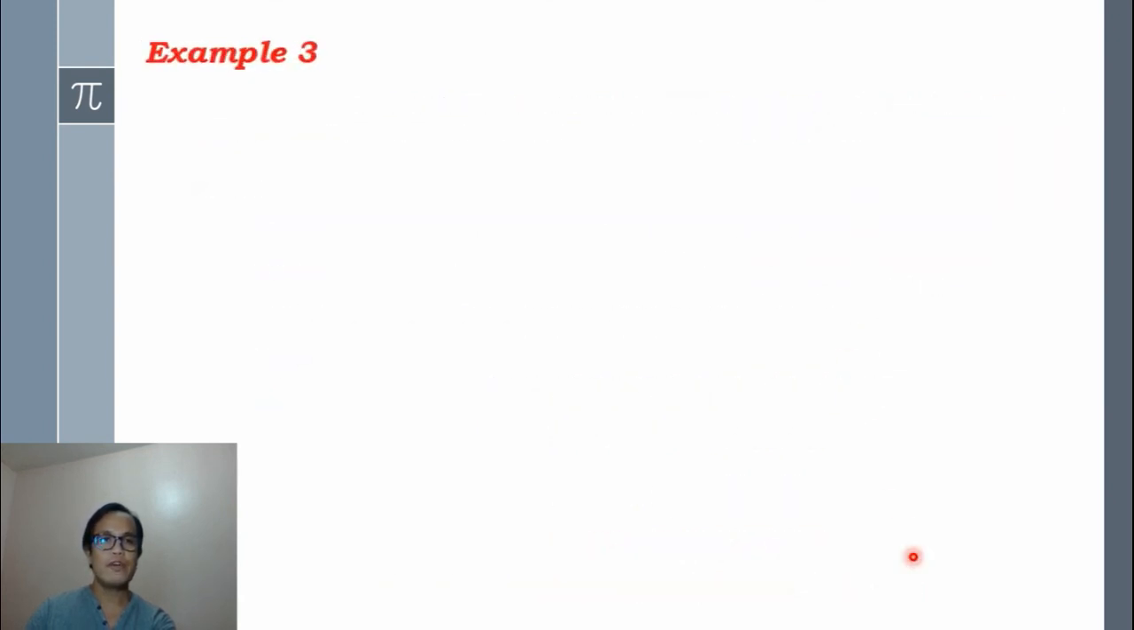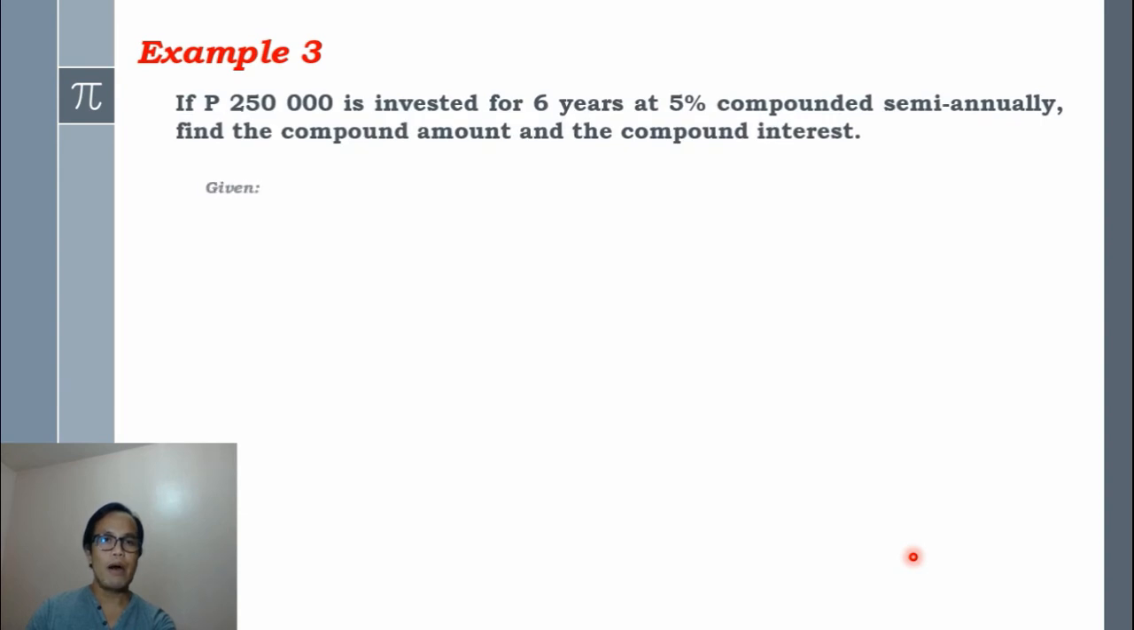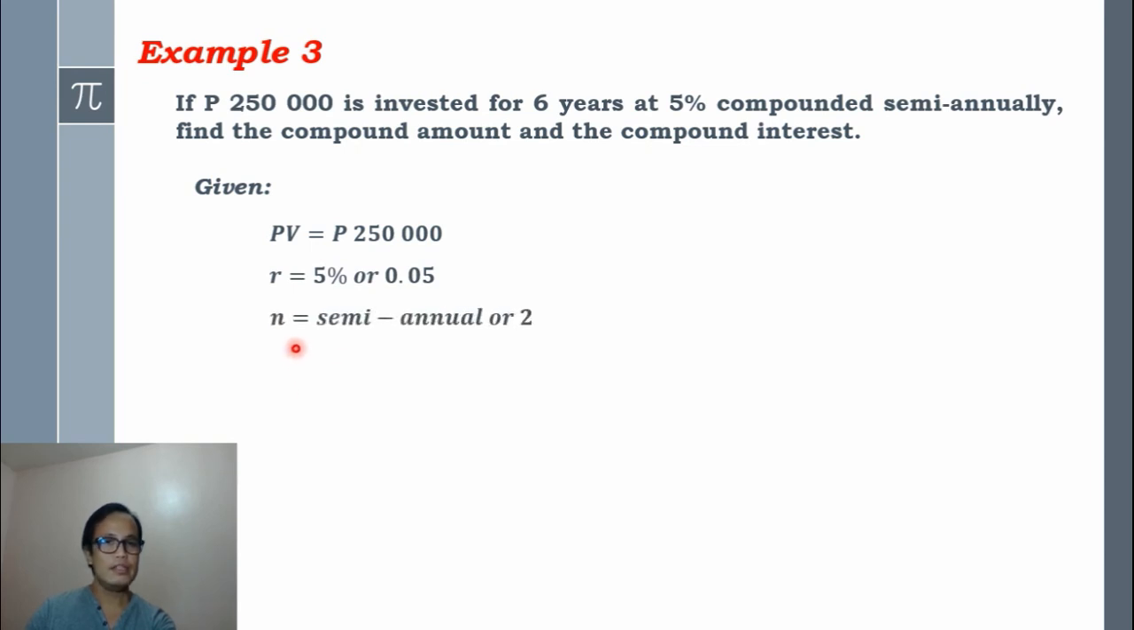Let us proceed to finding the compound interest. Okay, so for the compound interest, of course, we still have the given. The present value is 250,000. The rate is 5%. Then semi-annual, the number of compounding period. Time is 6 years. This time, we already have the future value, which is 336,225.